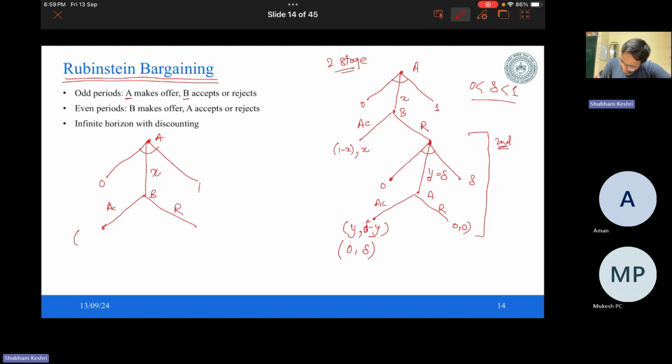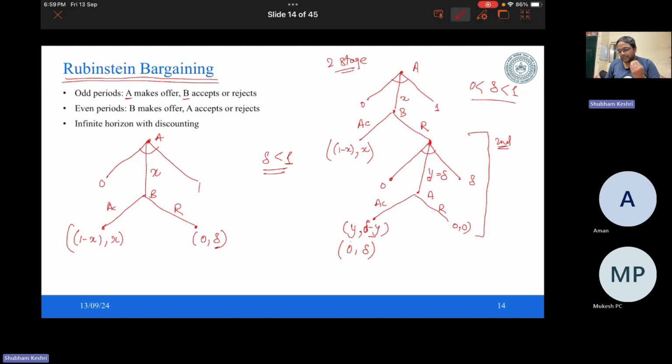If he accepts the offer, player 1 will get 1 minus X, and player 2 will get X. And if he rejects the offer, this is the utility 0, delta. Now you see, delta is the maximum value B is getting by rejecting. And you know delta is less than 1, right? What A can do is, A can offer a value of exactly delta.